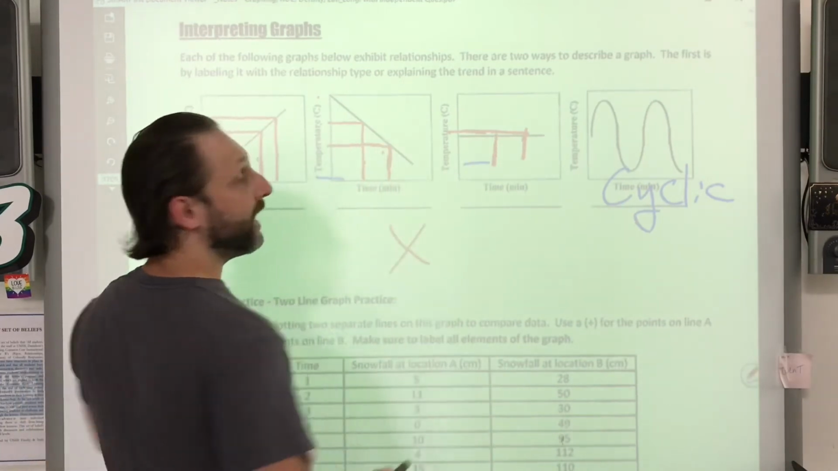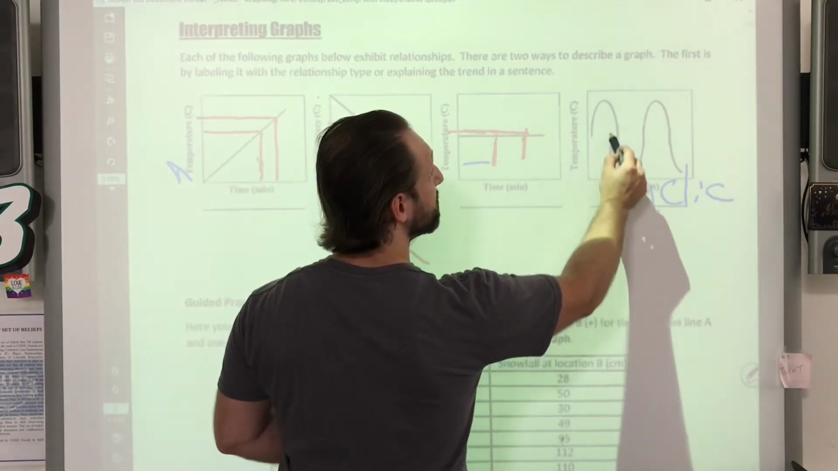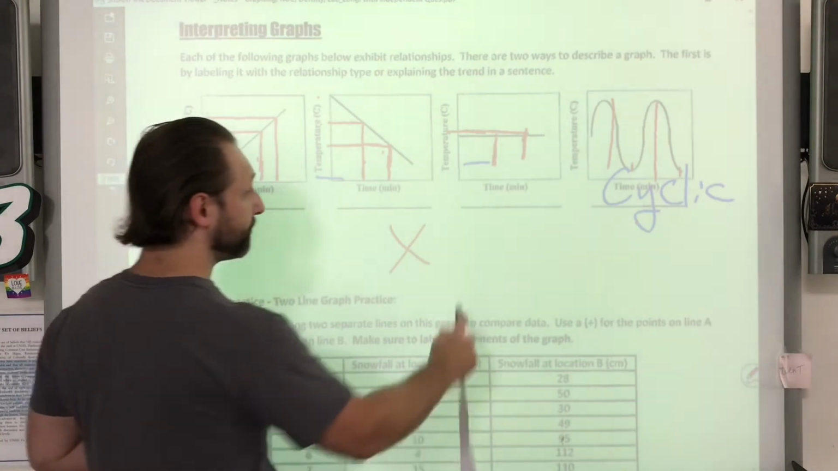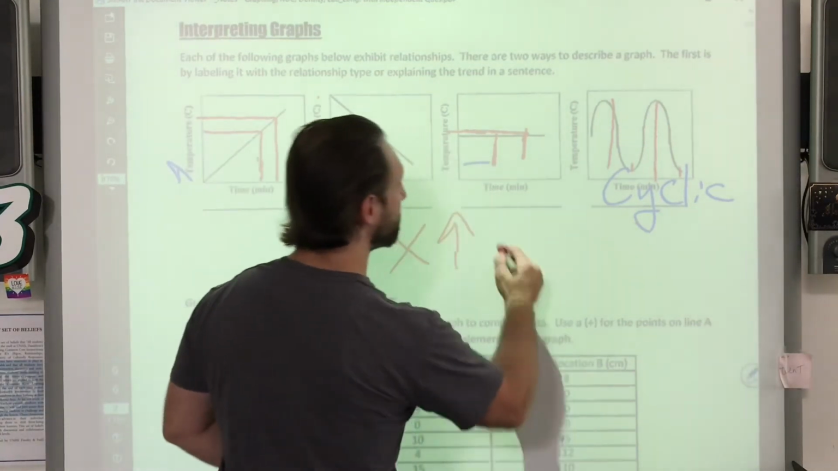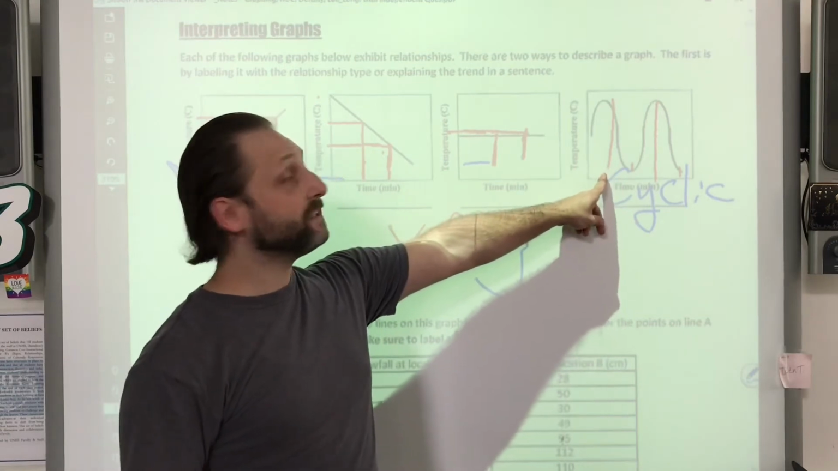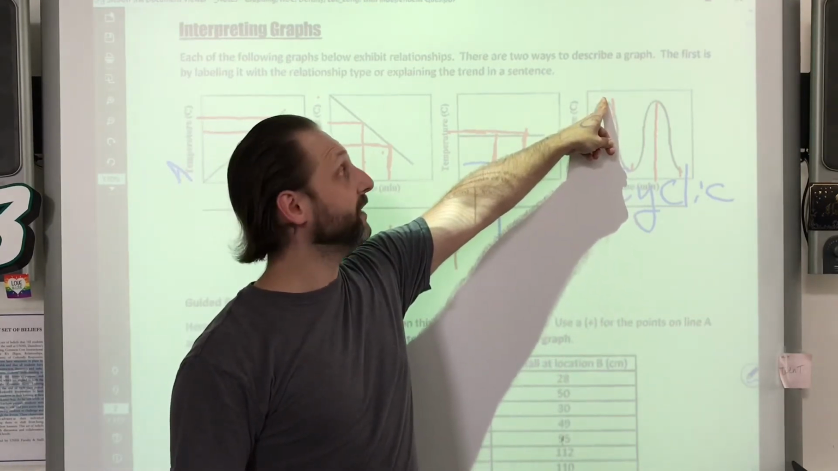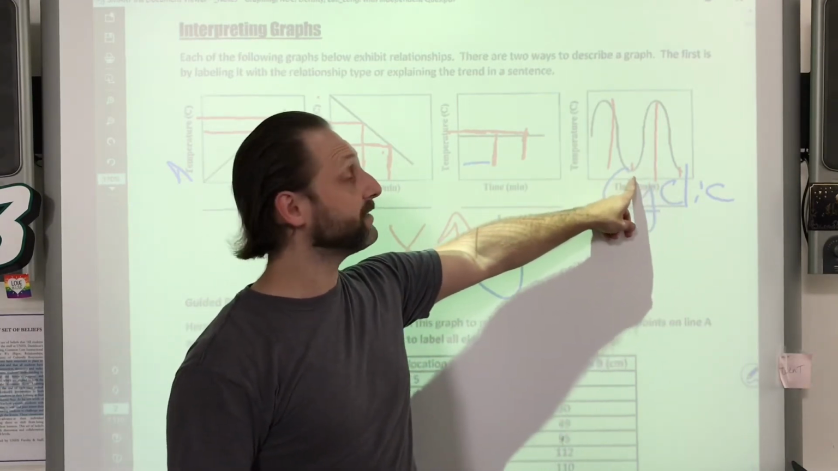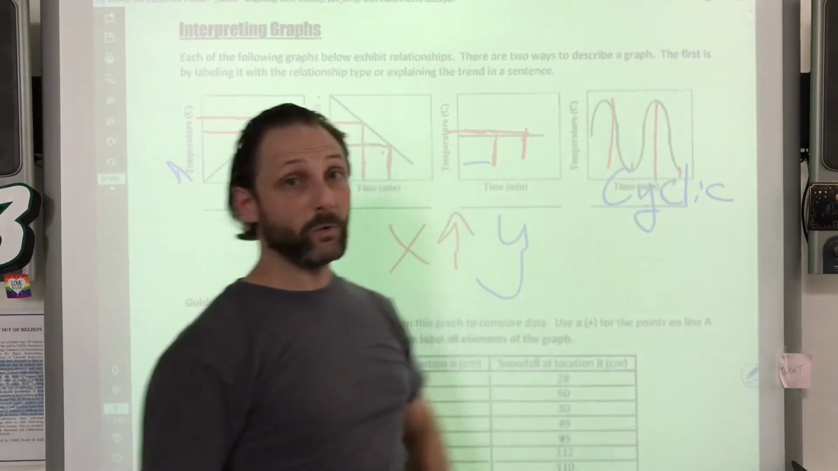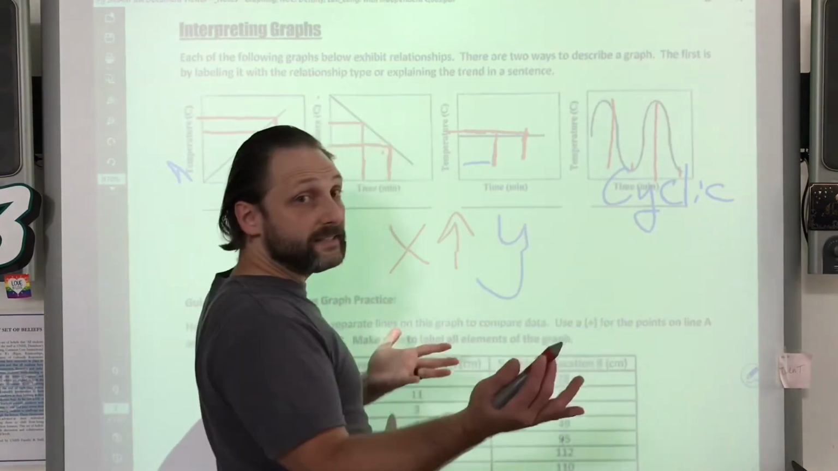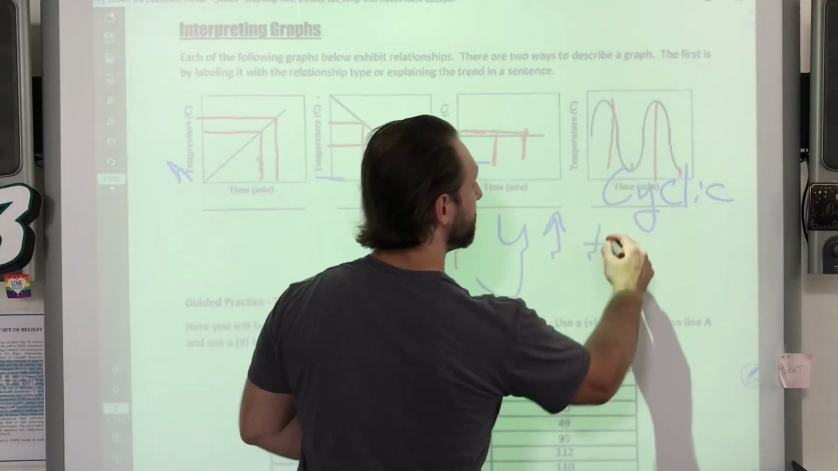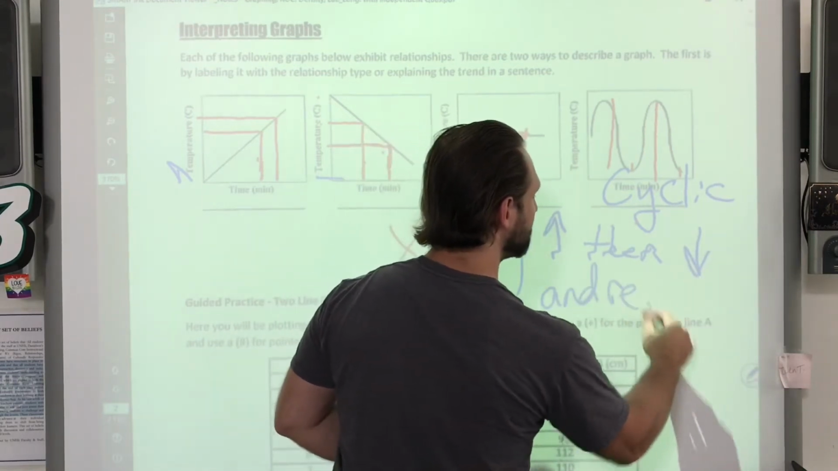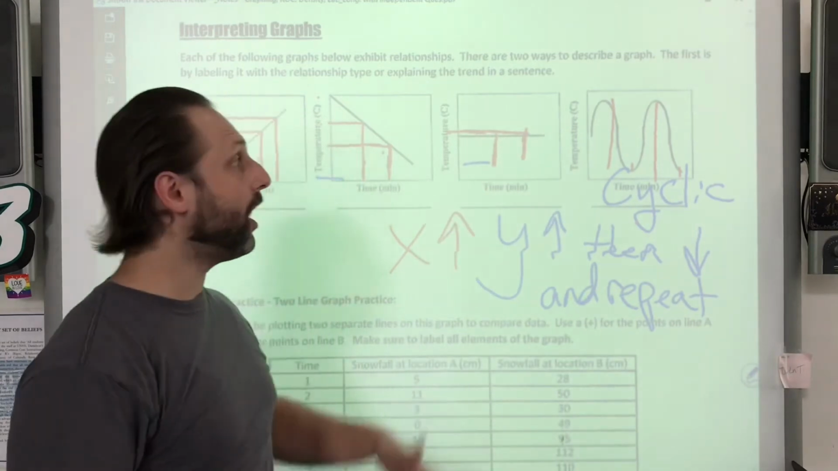Okay. So for cyclic, x is increasing, but what we can see is that there's some variables of change over the y. So let's describe what's happening with the y. As x increases, y increases. But eventually, as we increase in x, it decreases and repeats. Because as we increase again in the x, it increases in the y. So y, in this case, increases, then decreases, and repeats.